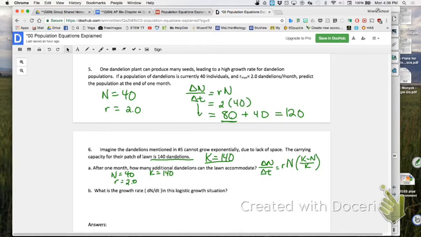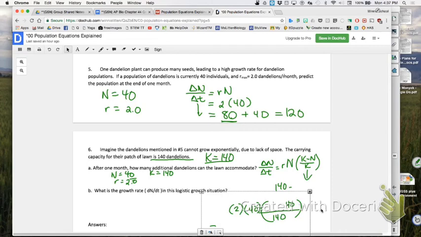So now we need to look, okay, we still have, let's do this right here. Our carrying capacity is 140, right? Our current population is at 40. And we're going to divide this by K, times N, which is our current population, times our intrinsic rate of increase, which is 2. So do your math on that. And I'll do some math as well. I think it is 57.